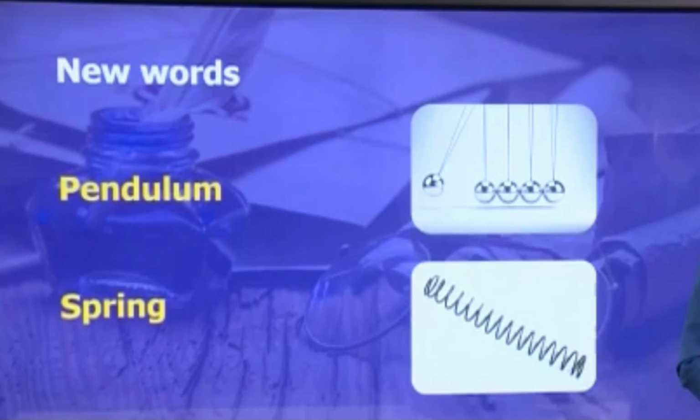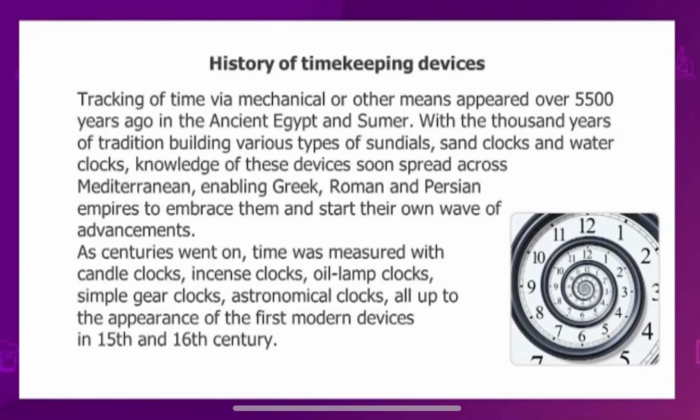Before reading a text, I would like us to look at some new vocabulary that you will meet in the text. Here on the screen, you can see two new words. Listen and repeat after me: pendulum and spring. Opposite them, you can see the picture that represents them. Now let's read the text. While I'm reading, make some notes definitely, because later we are going to do a task based on the text.